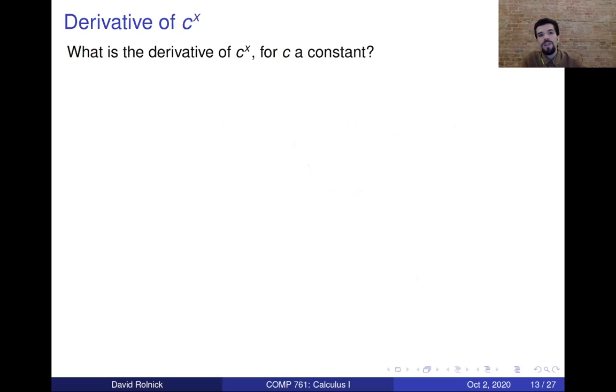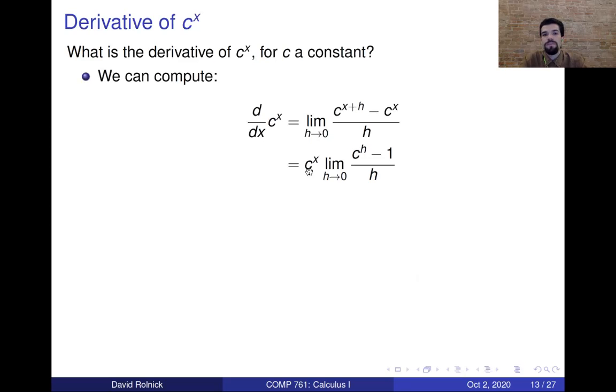Okay, what's the derivative of c to the x, for c a constant? Let's explore this question. Well, we can compute the derivative of c to the x is this thing. And let's just factor out c to the x. So it's c to the x times this. That's kind of cool. It means the derivative is going to look like some constant times c to the x. It's pretty cool for any constant c. So what is this constant?